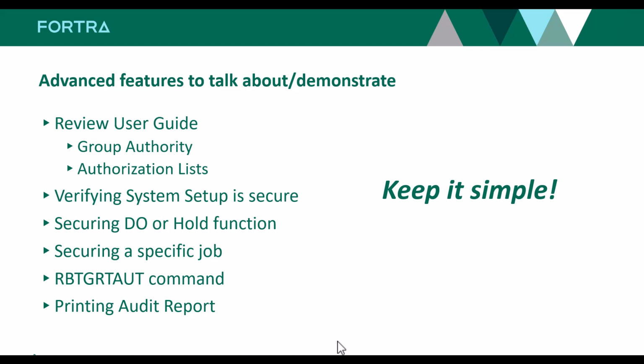Then we'll look at how to secure a DO of a job, securing specific jobs, and then the Robot Grant Authority command that we ship with the product, which can help you with mass maintenance related to cybersecurity and Robot Schedule. And then, of course, printing audit reports. So let's keep it simple. That's my theme for cybersecurity and Robot Schedule.